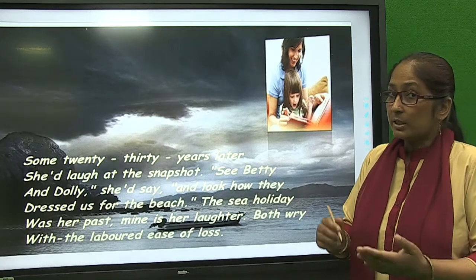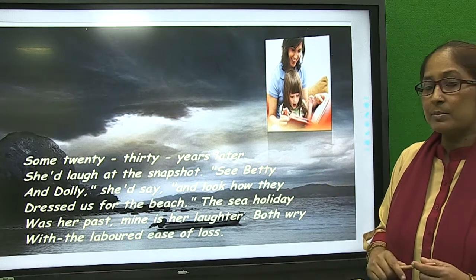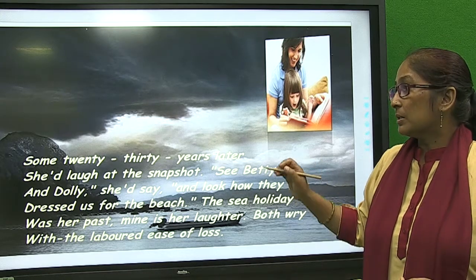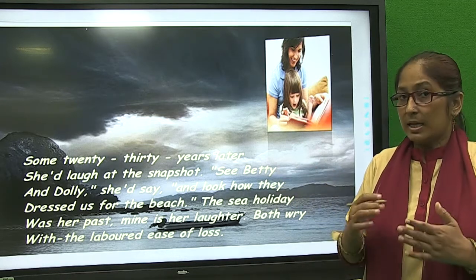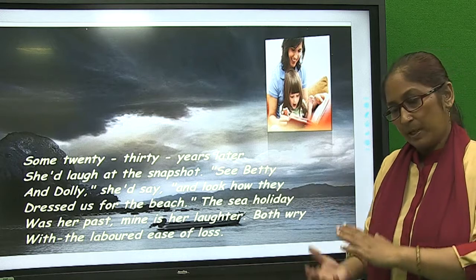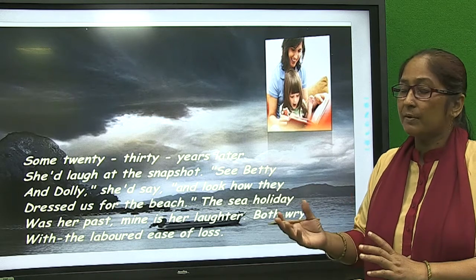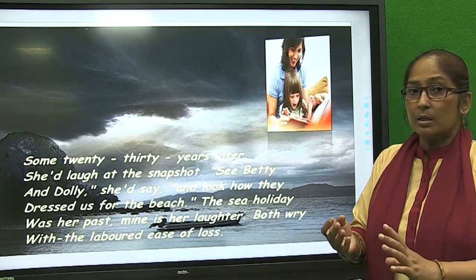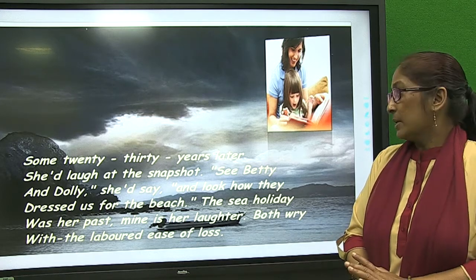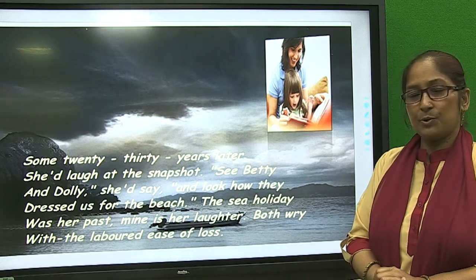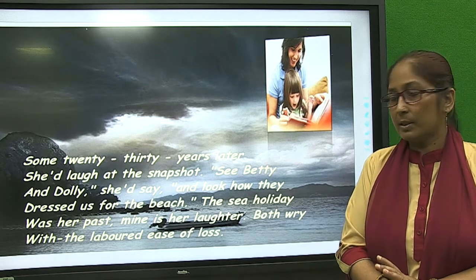Now there is the description of another scene. That was the scene when the poet's mother was a young girl. Now there is the description of the time when the poet had been born, and her mother was looking at the photograph 20 or 30 years later. लगभग 20 या 30 साल बाद जब पोइट्स की मदर उस फोटोग्राफ को देखती हैं, she laughed at the snapshot. उस स्नैपशॉट पर वो बहुत हंसती हैं. Why did she laugh to watch the photograph?